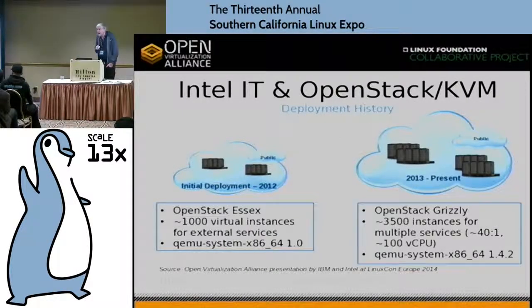Second one is Intel IT's internal web. This is Intel's private cloud. Again, this has been going on for quite a few years, and you can see this by the code names of the OpenStack releases, which are alphabetical. Their initial deployment was 1,000 virtual instances on OpenStack Essex. Now they've moved up to 3,500 instances built on top of Grizzly.